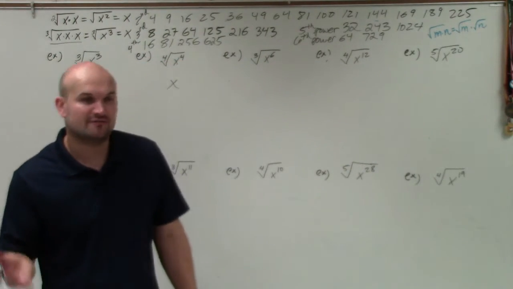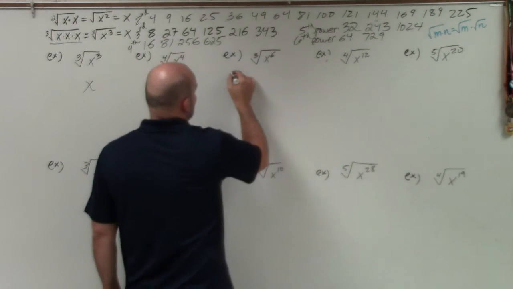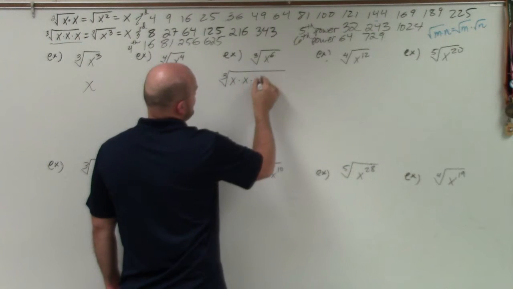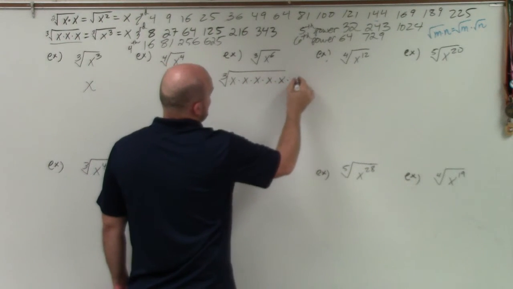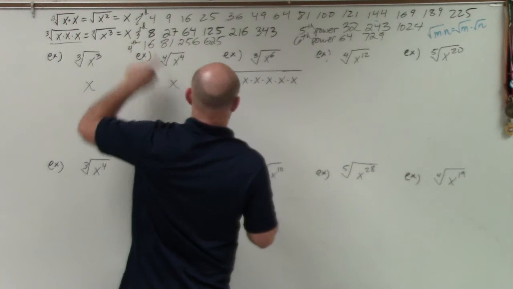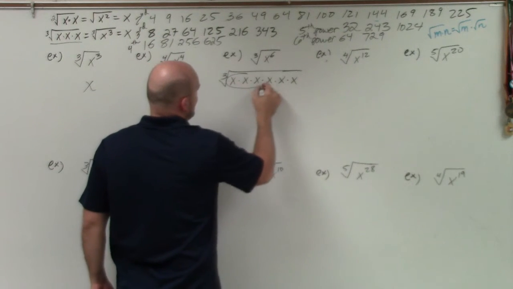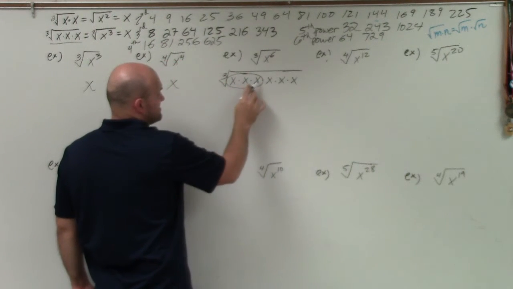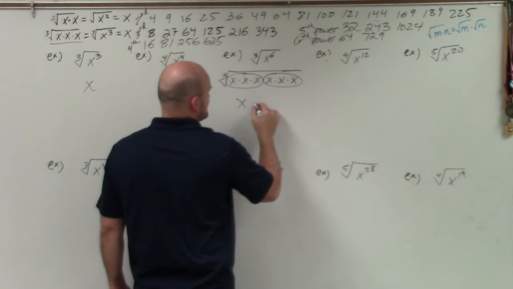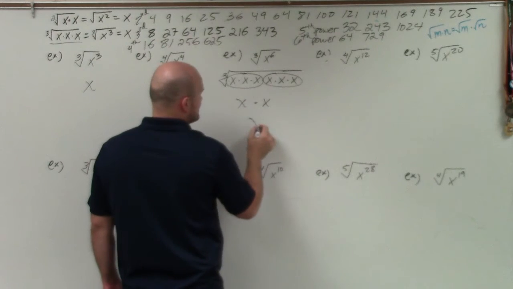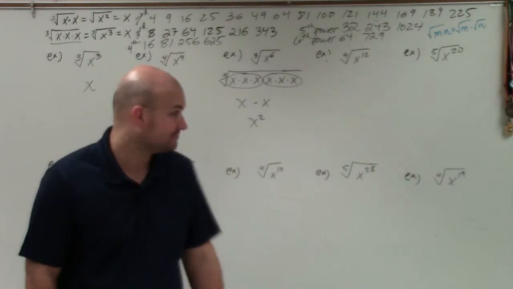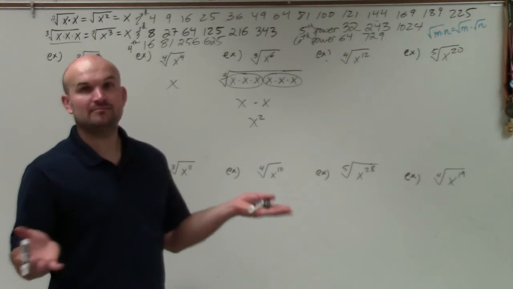Well, the prime variable would just be x. So I can rewrite this as the cube root. X to the 6th power means x times x times x times x times x times x. Right? Well, the cube root of x times x times x is just x. So I can break this up: the cube root of x times x times x is just x, and the cube root of x times x times x is just x. So x times x is x squared. So the cube root of x to the 6th power is x squared. Now, that's not too bad, right?